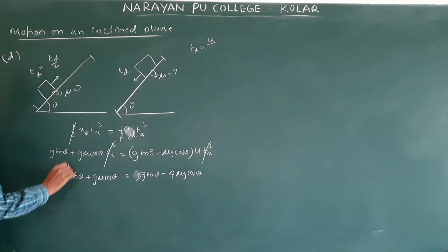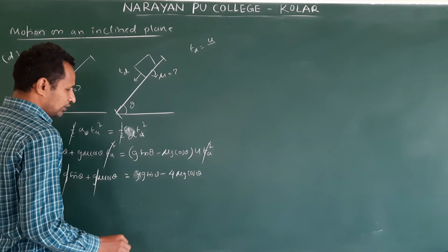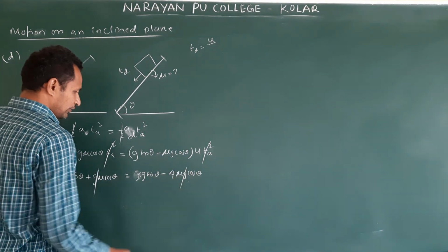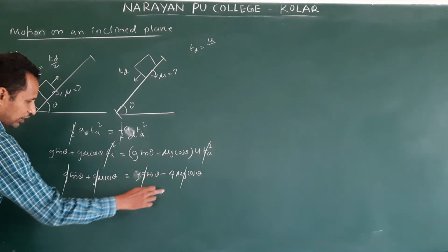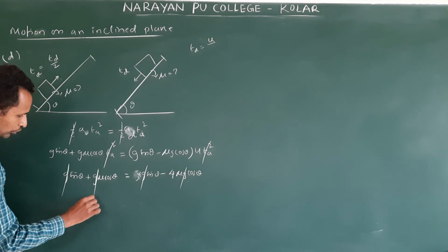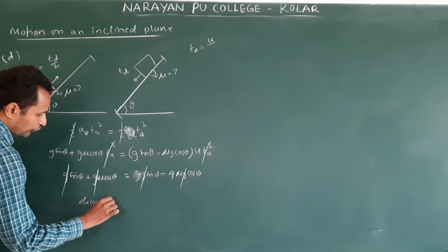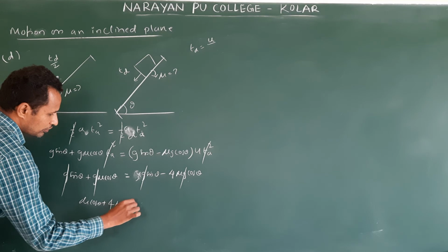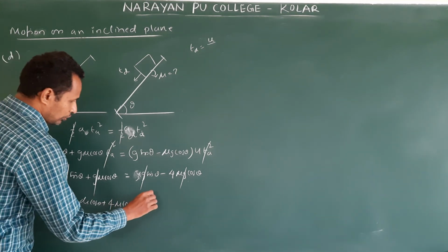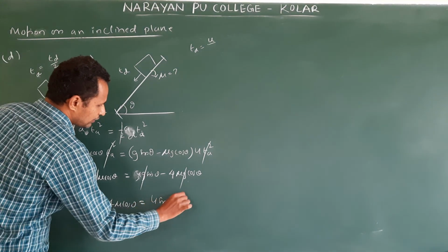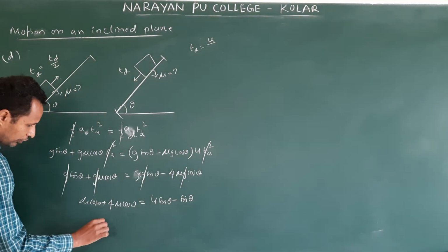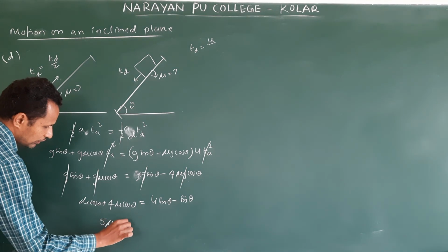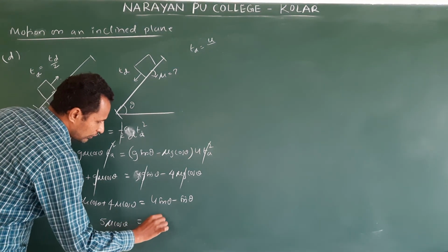Right? In all the cases, g cancels. Sine and mu terms on one side, remaining terms on the other side. So mu cos theta plus 4 mu cos theta is equal to 4 sin theta minus sin theta, right? Then what do you get? 5 mu cos theta is equal to 3 sin theta.